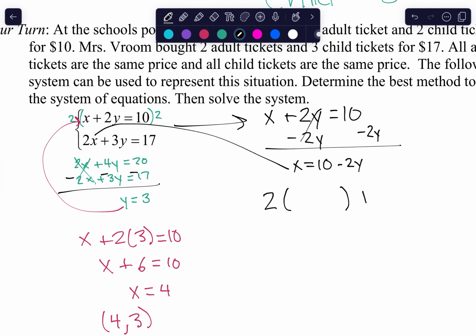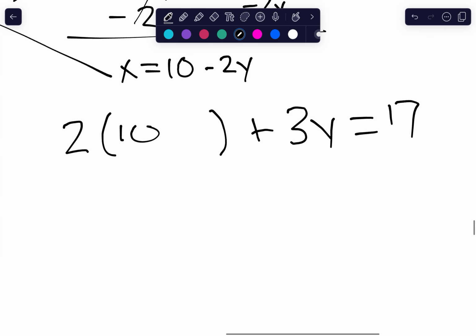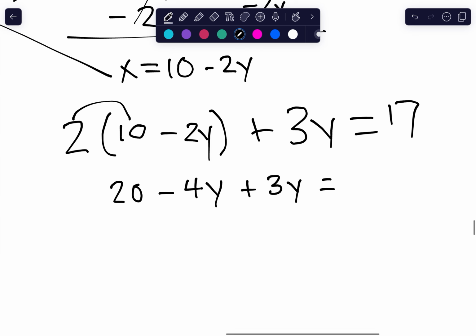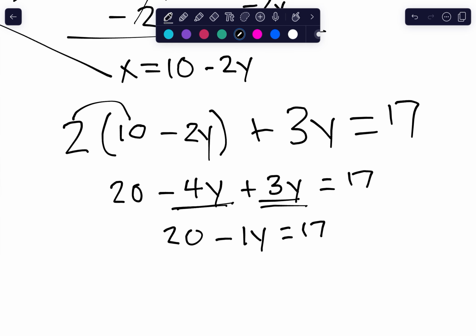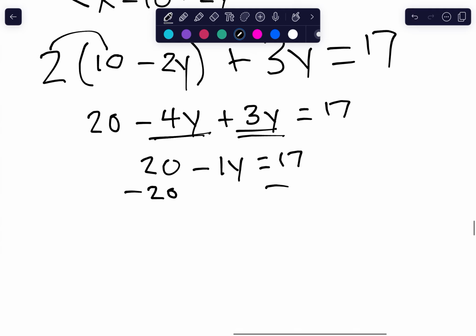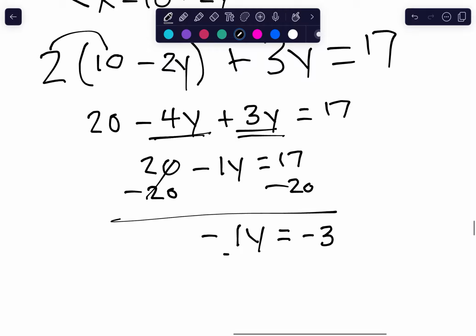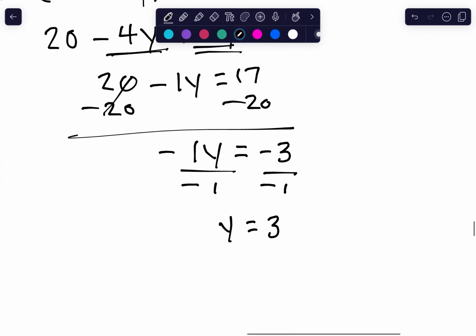So there's my 2x plus 3y equals 17. So let me plug my 10 minus 2y in there. So 20 minus 4y plus 3y equals 17. So combine like terms. So I get a negative 1y equals 17. And then subtract 20 from both sides. Negative 1y equals negative 3. Divide both sides by a negative 1. And hopefully you still got y equals 3.